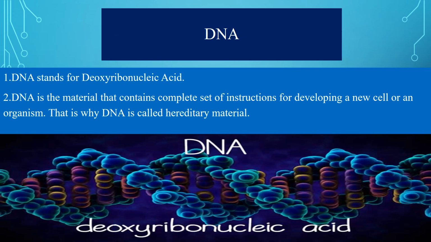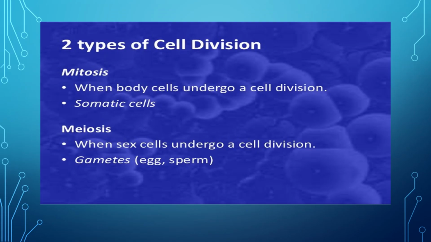DNA. Look at the diagram of the DNA. DNA stands for deoxyribonucleic acid. DNA is the material that contains a complete set of instructions for developing a new cell or an organism. That is why DNA is called hereditary material. The question can be asked as a short question: why is DNA called the hereditary material? So DNA is the material that contains a complete set of instructions for developing a new cell or an organism, all the aspects of that. So DNA is called the hereditary material.